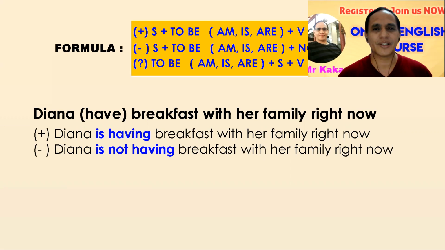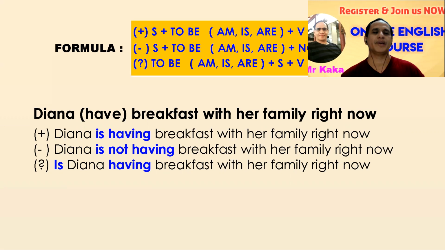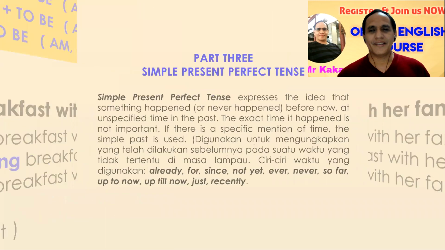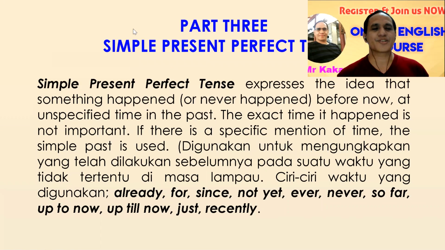Okay, and then what about the interrogative form? The interrogative form of the sentence will be: Is Diana having breakfast with her family right now? If you think that Diana is having breakfast with her family right now, then you will say, yes, she is. But if you think that she is not, then you will say, no, she isn't. Okay, everybody, that's about the present continuous tense.